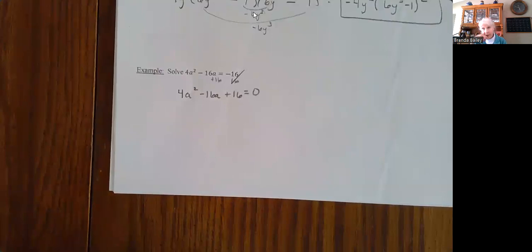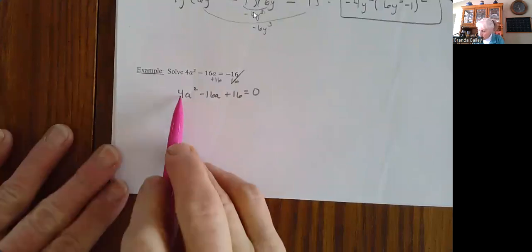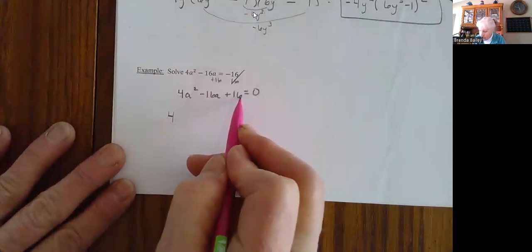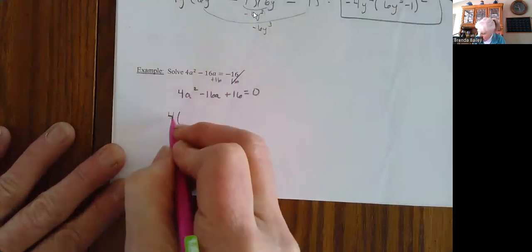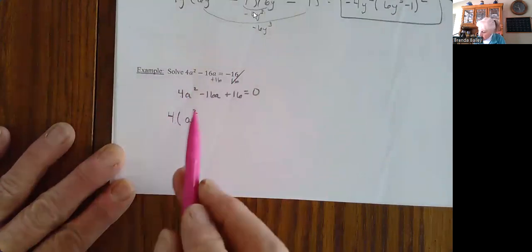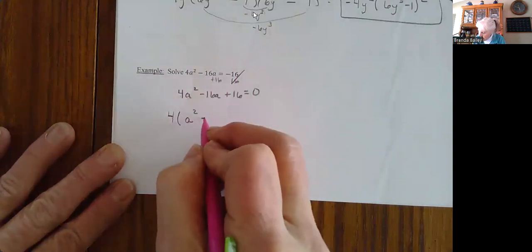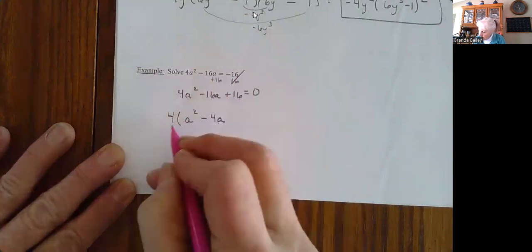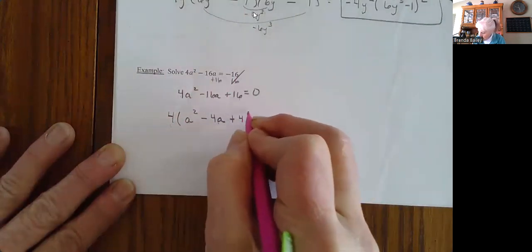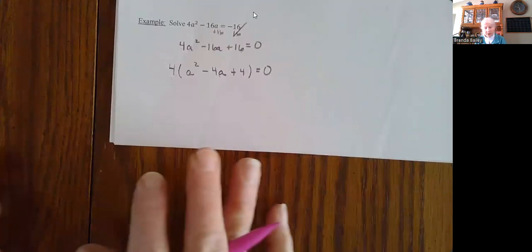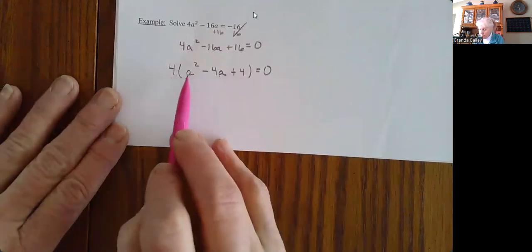Look for the greatest common factor. 4 goes into all of these coefficients here. So I'll divide it by 4. No variable because the 16 does not have a variable. This divided by this is a². Multiply it to check it. Yes. -16 divided by 4 is a -4a. Multiply, comes back. 16 divided by 4 is 4. So now we're going to factor what's left inside.